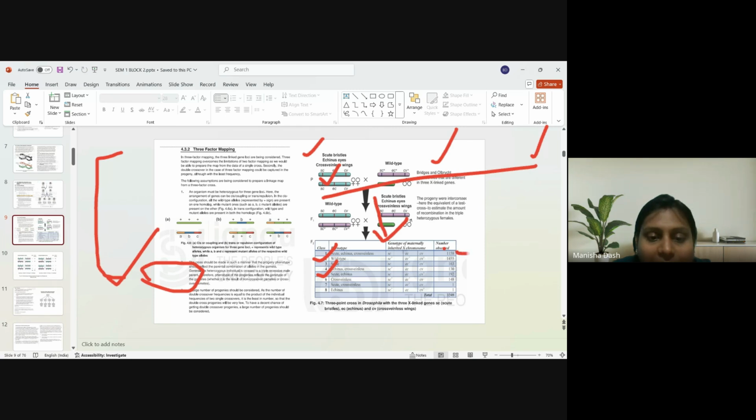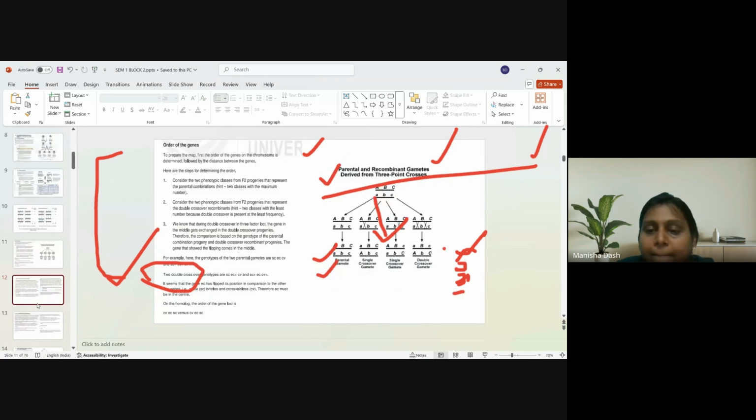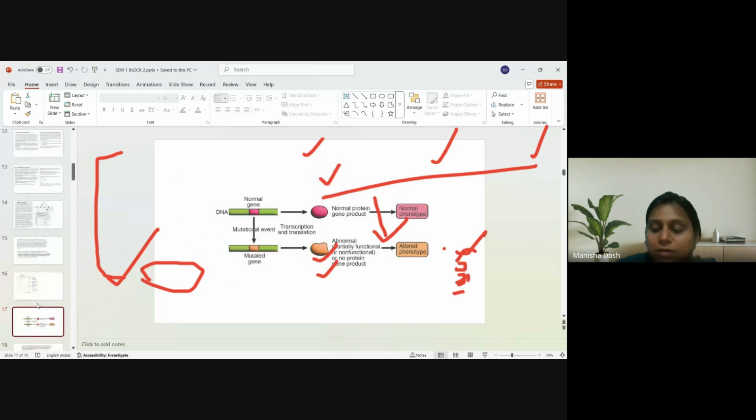Here, as you saw, these two are the parental combinations. These two are the double crossovers. In between, you have scute, echinus and crossveinless. Scute means this is only sc; the rest are ec plus, sc plus and cv plus. So these two actually give rise to the single crossover products in between. Let me explain the last one only, then you can easily correlate with this one, because the numbers are a bit difficult here. This one we can consider.